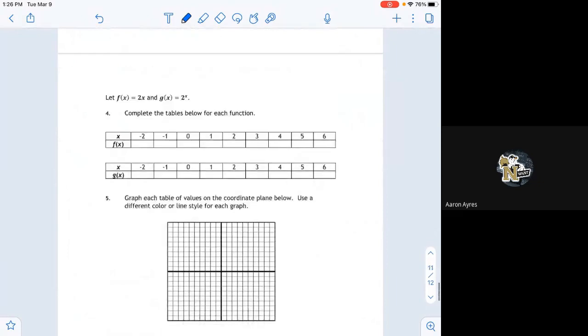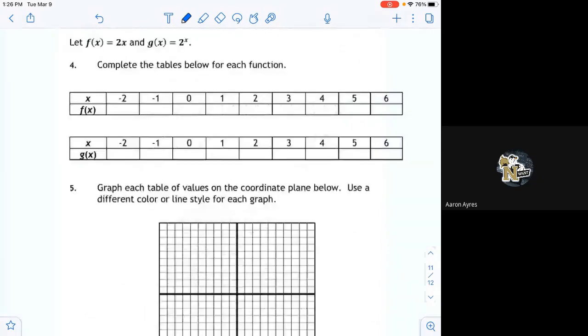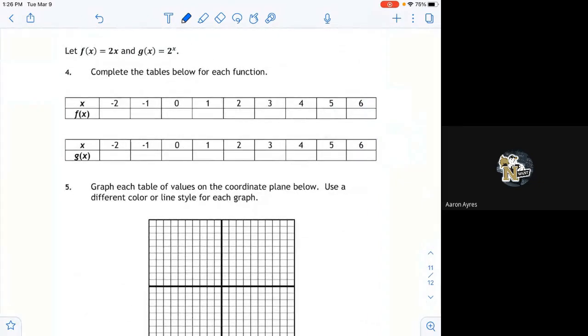All right. We need to get to a problem like number 4. We're going to do this together real fast. We're going to make these tables real fast. Okay. Are we on problem 4? We need to see what happens on these. All right. So let's just do some quick math here. We're doing 2x for function f and 2 to the x for function g. And I just need to get some values in these tables. We might not even fill them in all the way. Let's just see what happens.